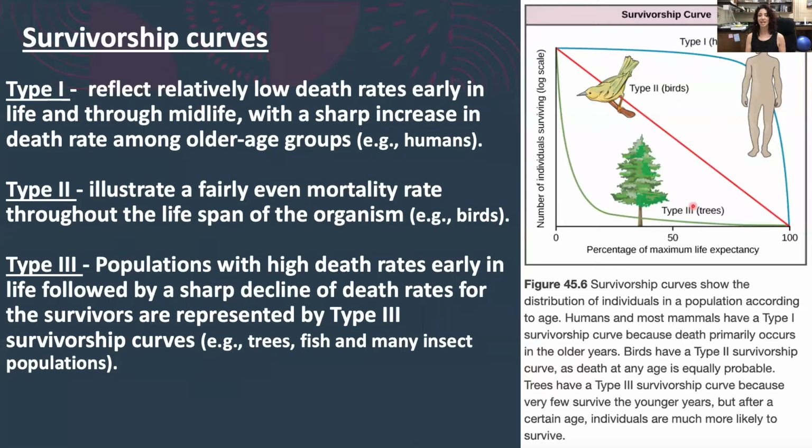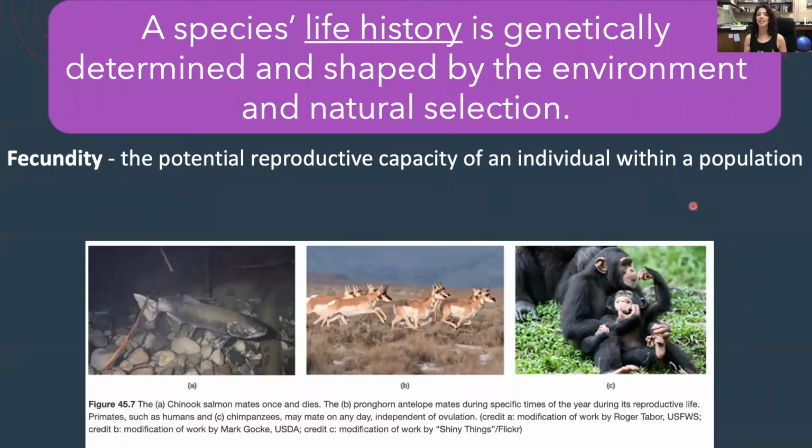Something that goes hand in hand with survivorship is something called life history of an organism. Life history describes a series of events over the organism's lifetime, such as how resources are allocated for growth, maintenance, and reproduction. So a species' life history is genetically determined, but it's also shaped by the environment in which it lives, as well as, of course, natural selection. We also need to introduce this term called fecundity. Fecundity is the potential reproductive capacity of an individual within a population.